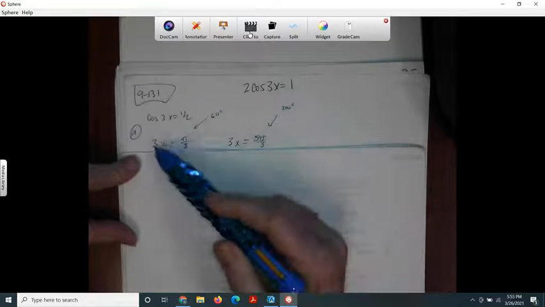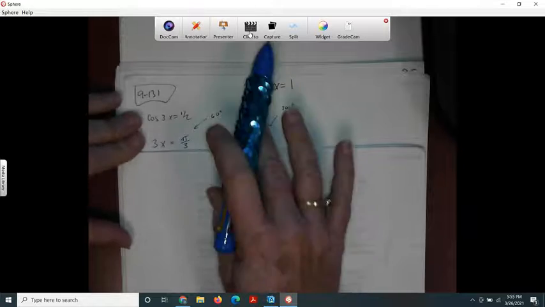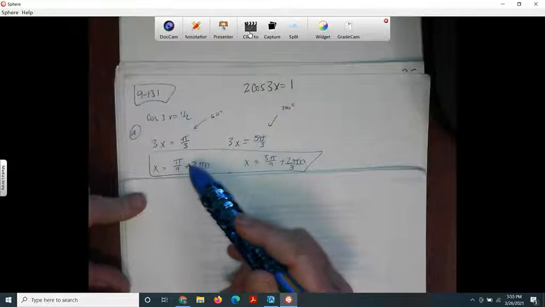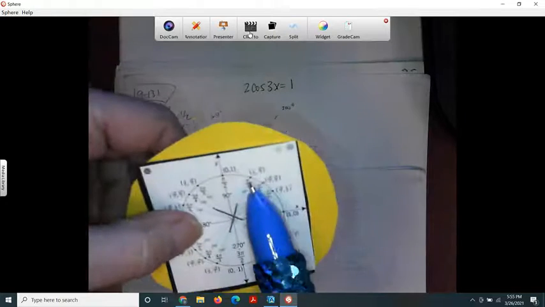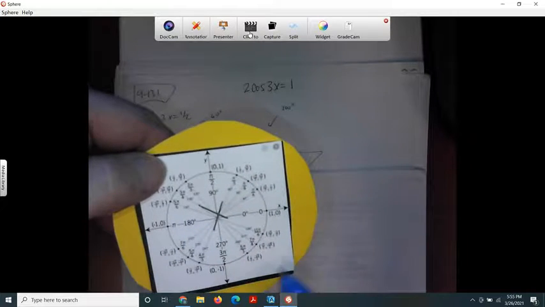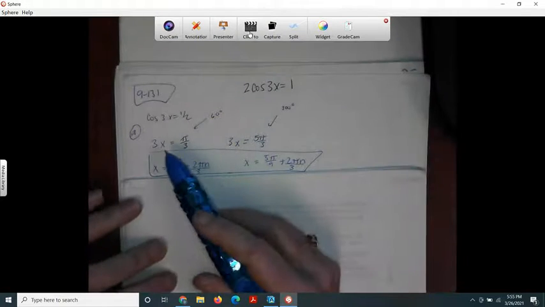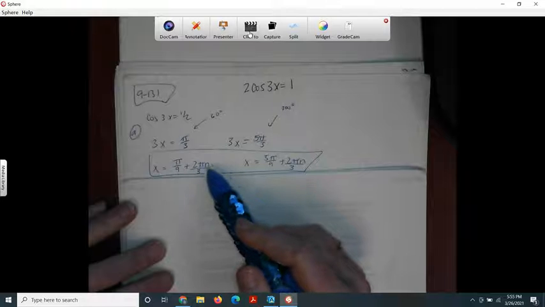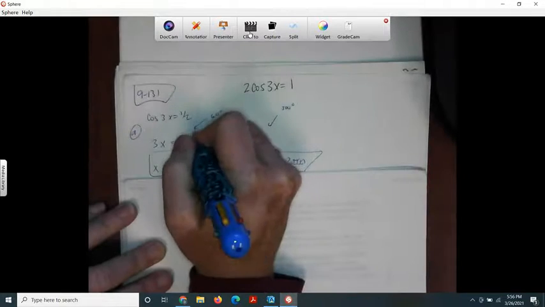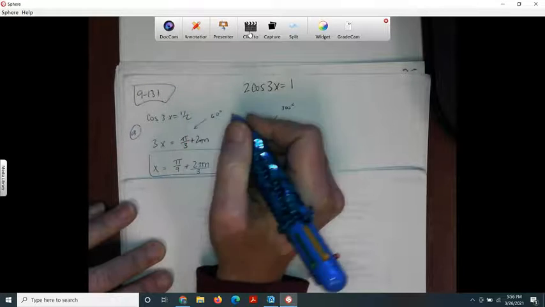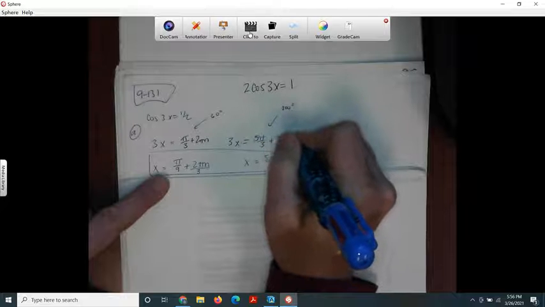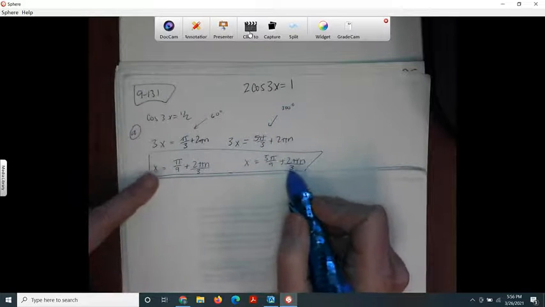And then if I divide both sides by 3 to get the x by itself, then I get pi over 9. And then I know that every time I go around the unit circle 2 pi times, I keep hitting that spot again and again. But since we're dividing by 3, it's 2 pi n over 3. I should have written it like this. But then when I divide both sides by 3, it becomes this. And it becomes this. So these are the two answers for letter A.